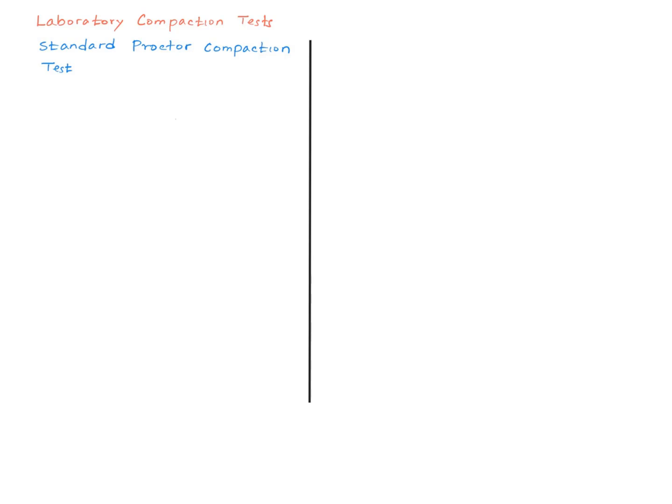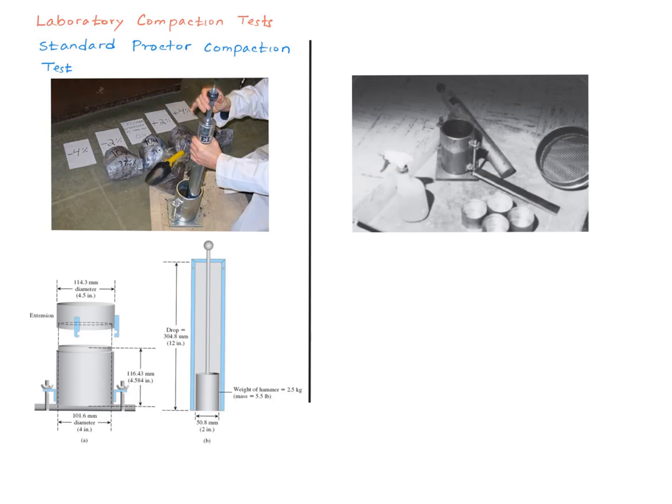Let me start with the standard Proctor compaction test. So here are some pictures showing the equipment needed to do this test. So what you want to do is to take a certain amount of dry soil and mix it with a certain amount of water, and keep the amount of water small for test number 1. Then you want to compact the soil in this cylinder called compaction mold in layers using this hammer. And this is a standard test, and the specifications are given in the ASTM manual.